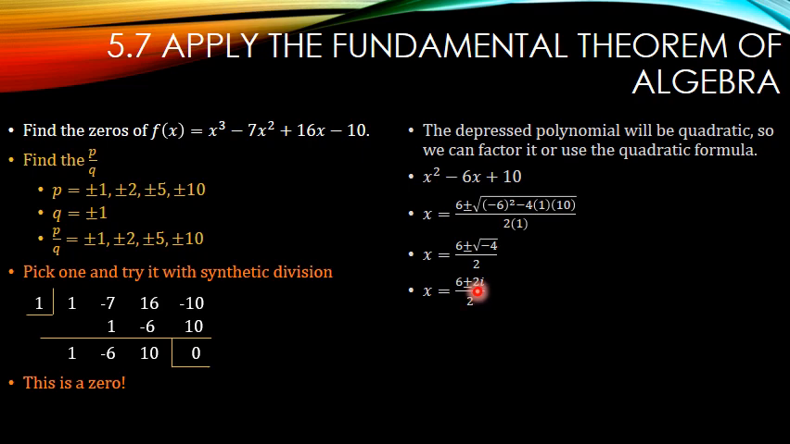And then we could split this up to be 6 over 2 and 2 over 2. So 6 over 2 is 3. 2 over 2 is 1i. So all the zeros are the 1 that we started with. So we have 1, 3 plus i, and 3 minus i. Notice we use the depressed polynomial from the synthetic division to find the other two zeros. So you have to do the synthetic division and then use the depressed polynomial to get the other zeros.